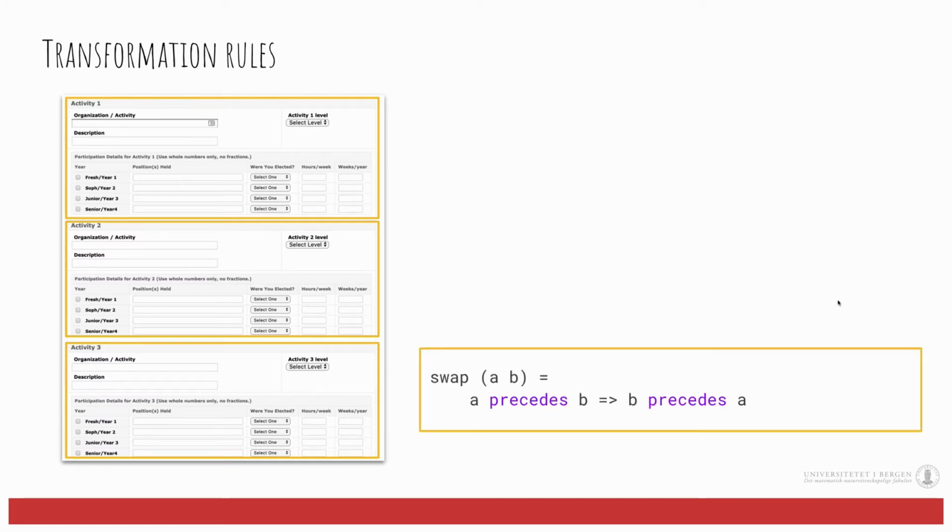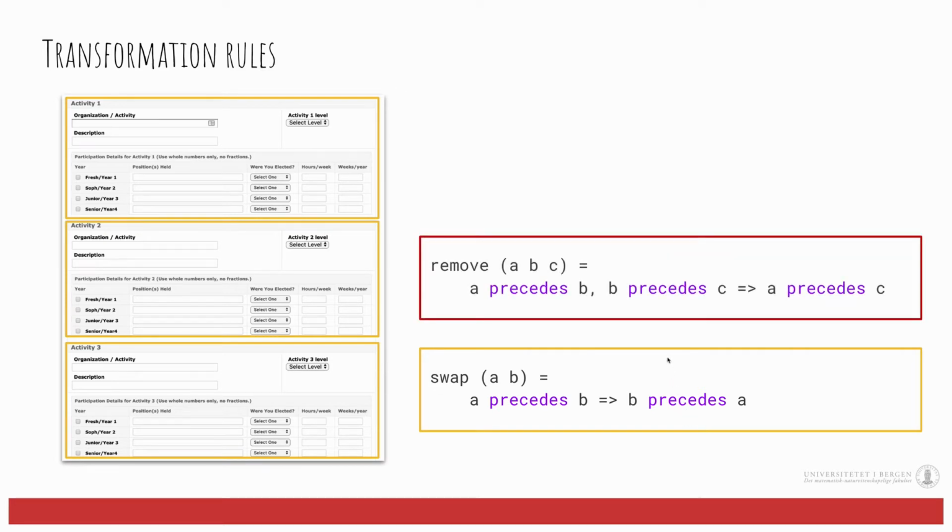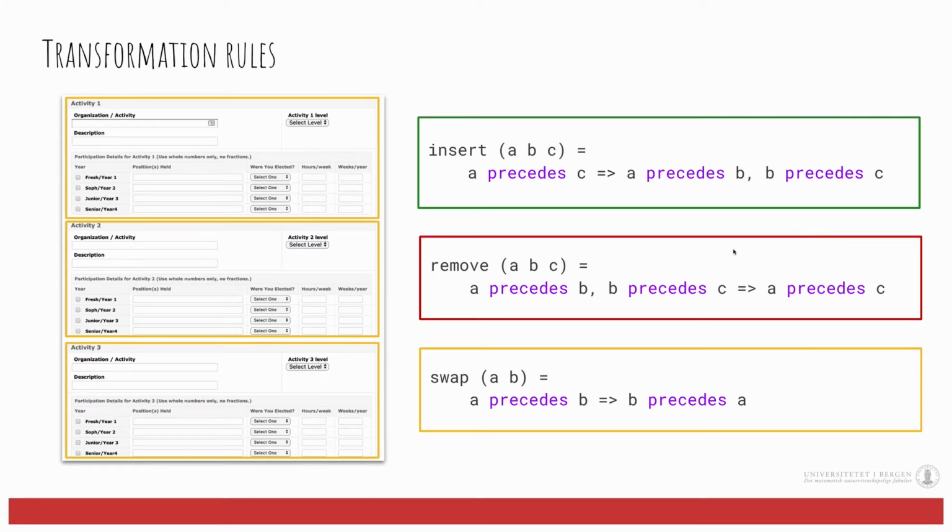So we have a transformation rule swap that takes two components A and B as arguments. Before the transformation, we expect that A precedes B. And by precedes, we mean that B directly follows A. And after the transformation, we want that B precedes A. The transformation rule remove takes three components A, B, and C. And here we expect that B is between A and C before the transformation, and it's not after the transformation. And the transformation rule insert is just the opposite of remove. So what is precedes and how is it defined in our DSL?